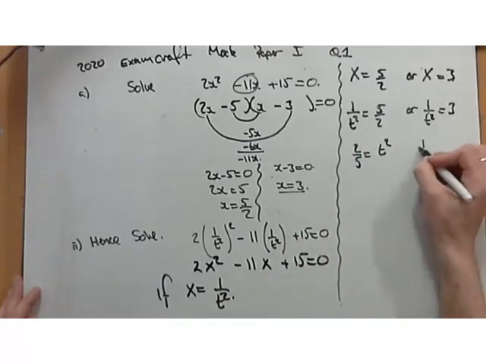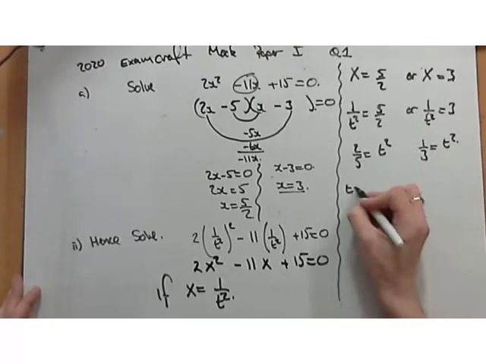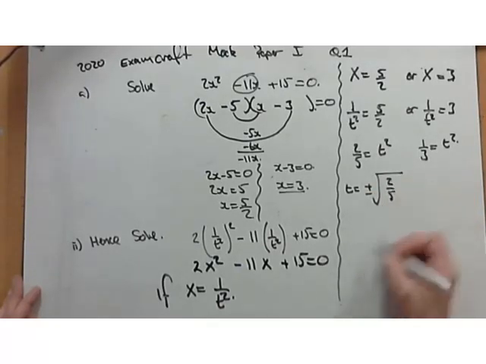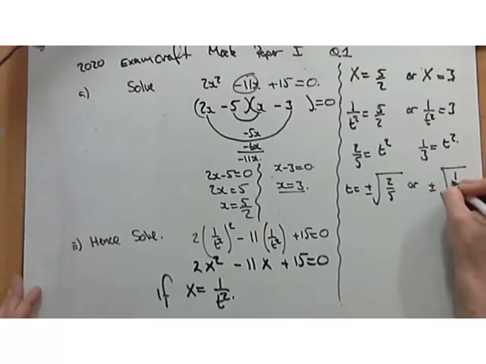And exactly the same over here. 1/3 would be t squared. So t here would be plus or minus the square root of 2/5, or plus or minus the square root of 1/3. Okay, so that would be the answer to that question.